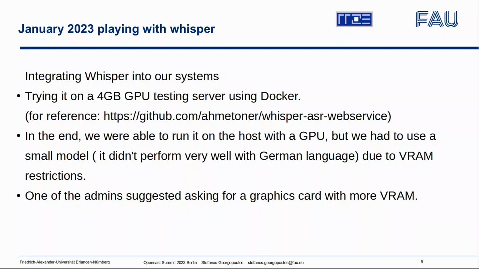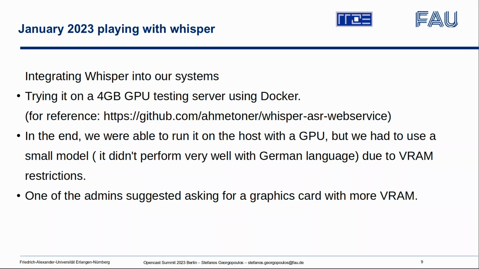So I tried to somehow move it from my laptop, because I couldn't break my laptop running 2 or 3 Whisper instances. I installed it on a dev server that was originally planned for hardware encoding with 4 GB of GPU. I started trying to make Docker work, but it didn't. At the end, it didn't work with GPU. It always started with CPU. And we managed at the end to install it on our host without Docker, with GPU.